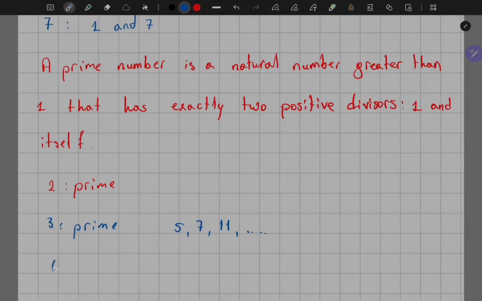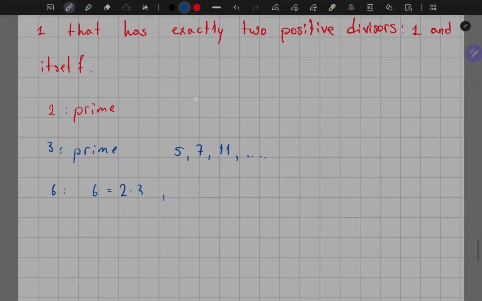For example, take 6. We can write 6 as 2 times 3. 6 has two more divisors, 2 and 3, which makes it a composite number. In other words, if a number is not prime, then we say that number is a composite number. So the idea is simple. If a number is prime, it has exactly two divisors.